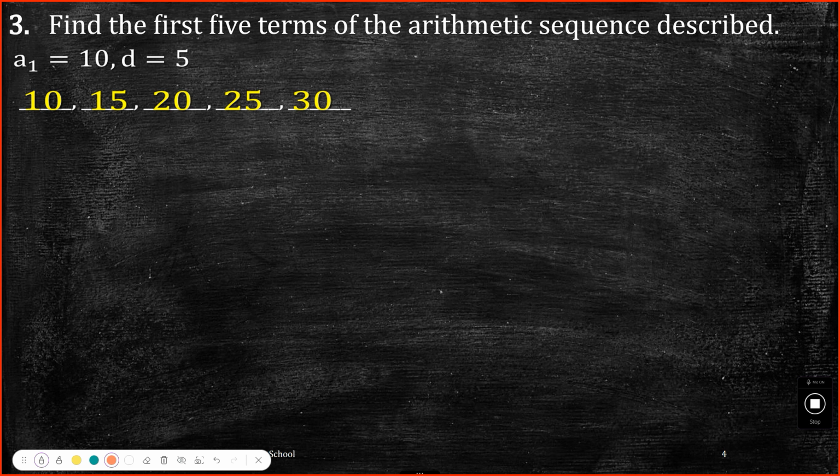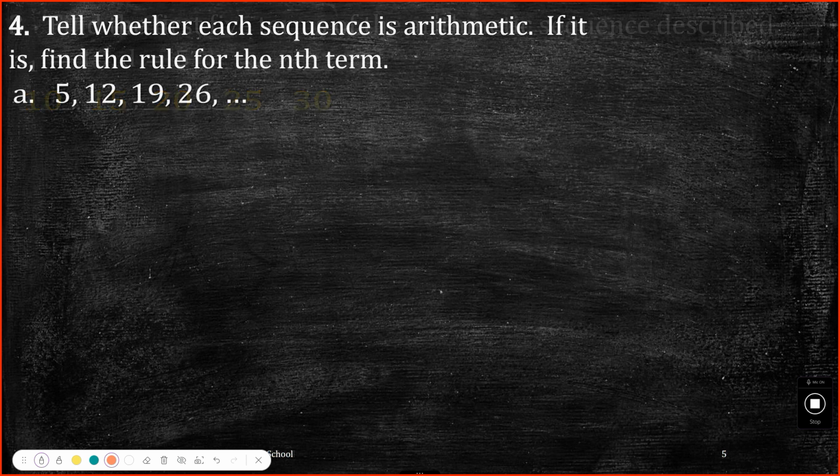All right. Next. Number 4. Tell whether each sequence is arithmetic. If it is, find the rule for the nth term. So we got a little bit of a weird numbered sequence here. Not as simple as 5, 10, 15, 20.